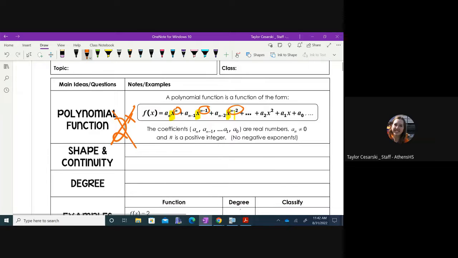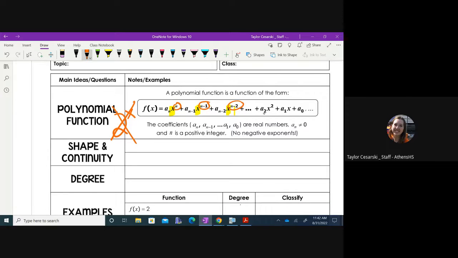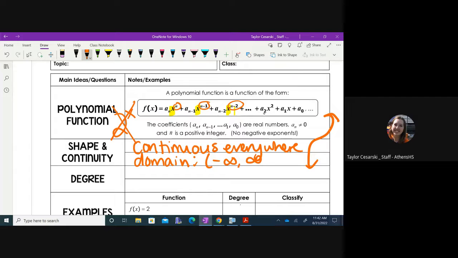So for shape and continuity, a polynomial is continuous everywhere. And it's going to be a smooth curve. So you've seen these before. And there's many different possible examples. They also, by definition, have a domain from negative infinity to positive infinity.